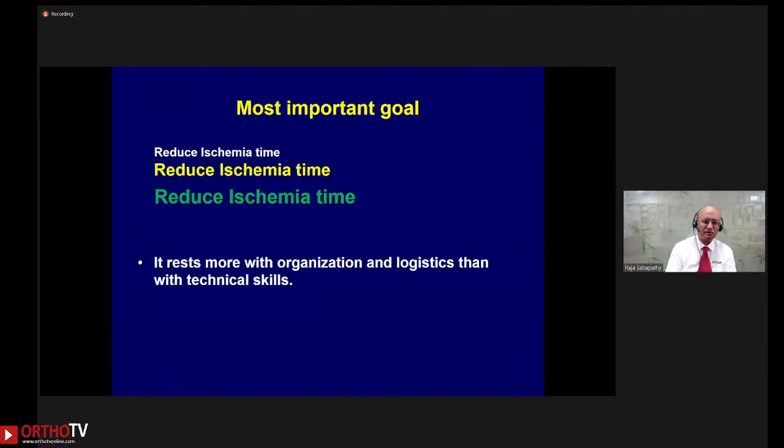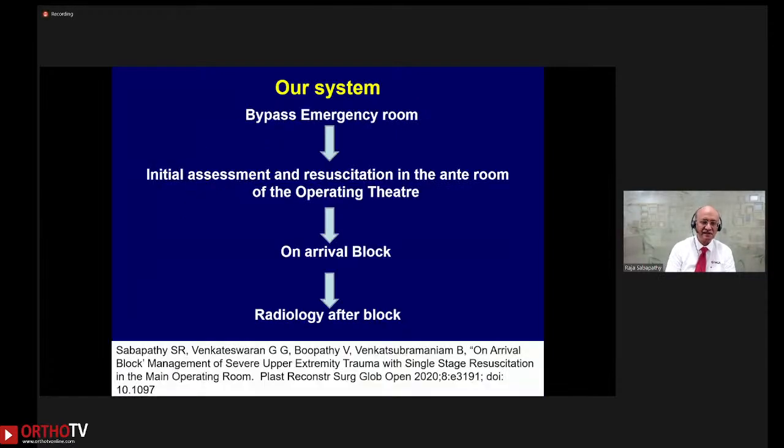The most important goal is to reduce the ischemia time. I put it three times: reduce ischemia time, ischemia time, ischemia time. And I keep telling our people, if you have a major amputation, you have to think that the house is on fire, and you have to do it very fast. It rests more with organizational logistics than with technical skills. And how do we do that? In our hospital, we bypass the emergency room.